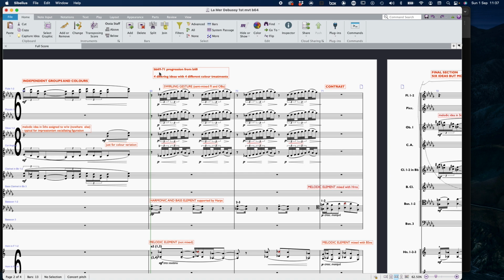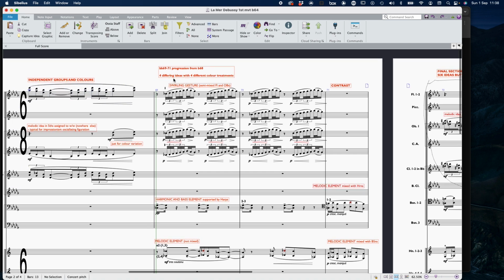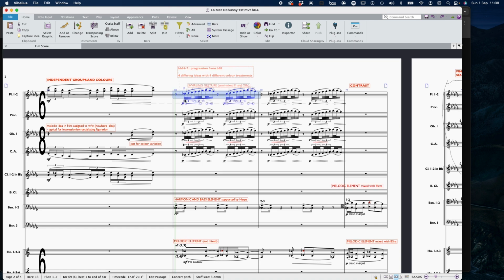So we've got bar 69 to 71 is a progression from this previous bar. 4 differing ideas with 4 different colour treatments as well. So we've got this swirling gesture, semi-mixed flute and oboe. In other words, that is an octave doubling at that point, but otherwise everything else is in unison. So oboes and the flute, sorry. Piccolo's an octave higher, and then that's an octave lower. But we've got this little swirling gesture. And it's just repeated.